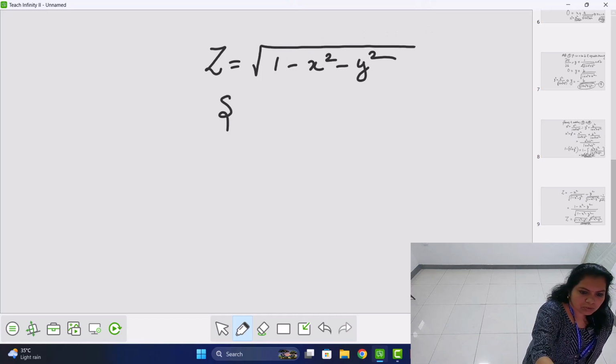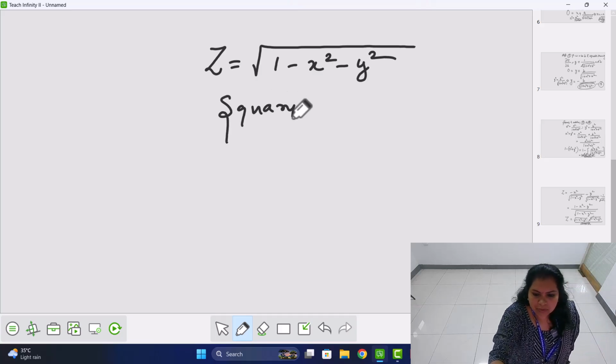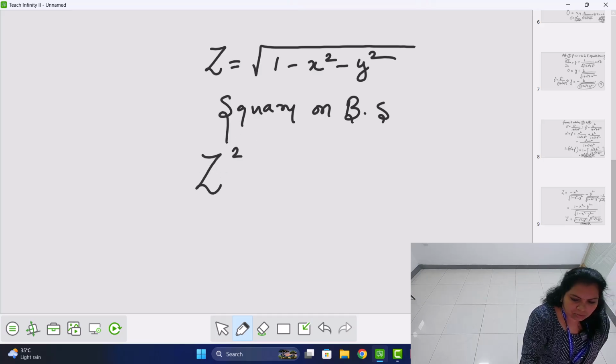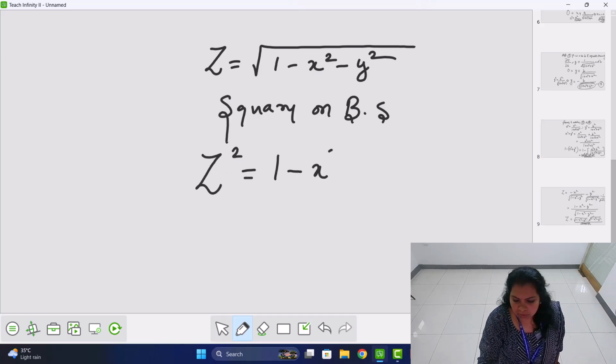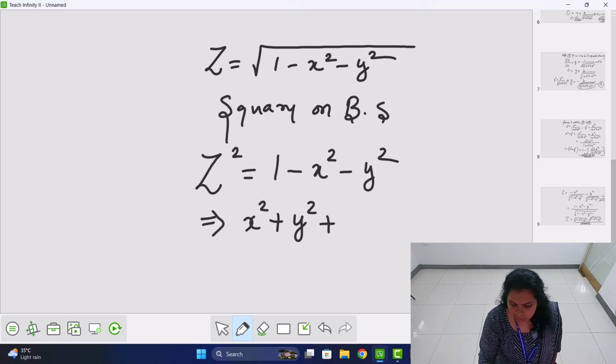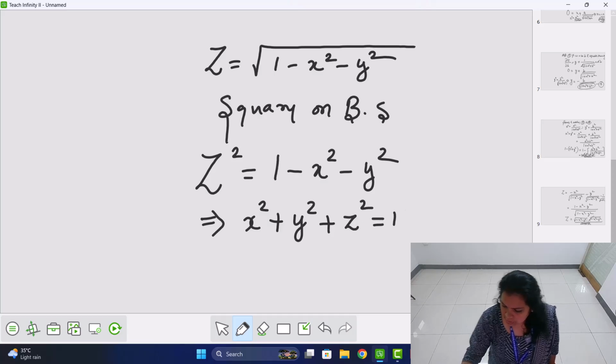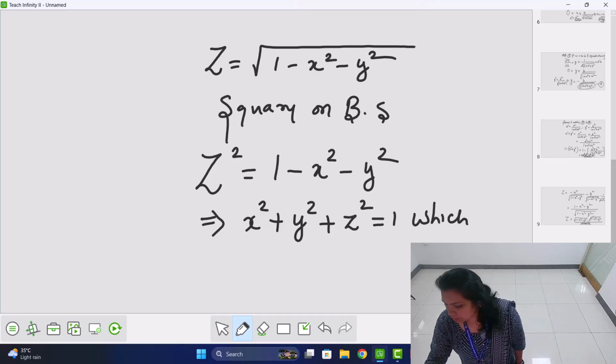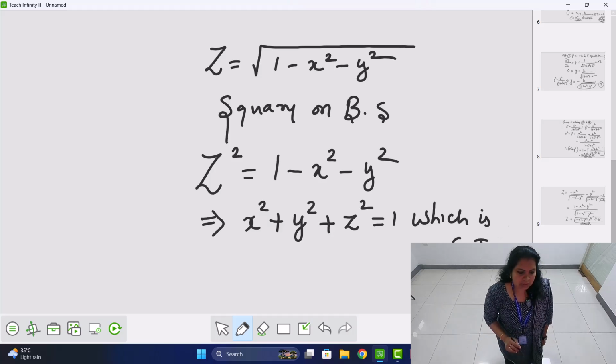So squaring on both sides, what do you get? Z square is equal to 1 minus x square minus y square. Take it all to one side. So x square plus y square plus z square equal to 1, which is a singular solution. So this is the singular integral.